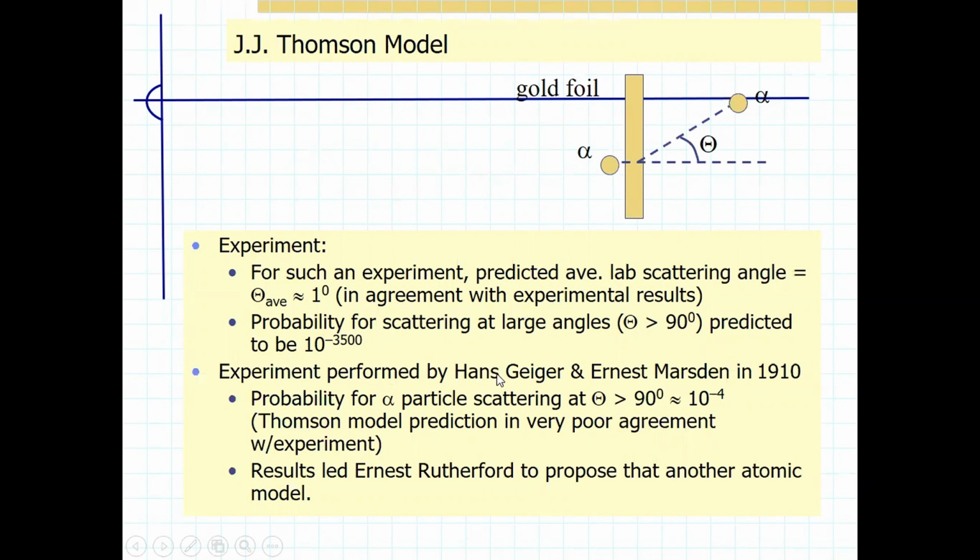But experiments that were performed by Geiger and Marsden showed that there is alpha particle scattering at greater than 90 degrees, and the probability is high. This was repeated again and again, and they saw that there is particle scattering coming from the atom. So the atom is not really a fluffy cake. There is some hard thing in it. This result led Rutherford to propose another atomic model.